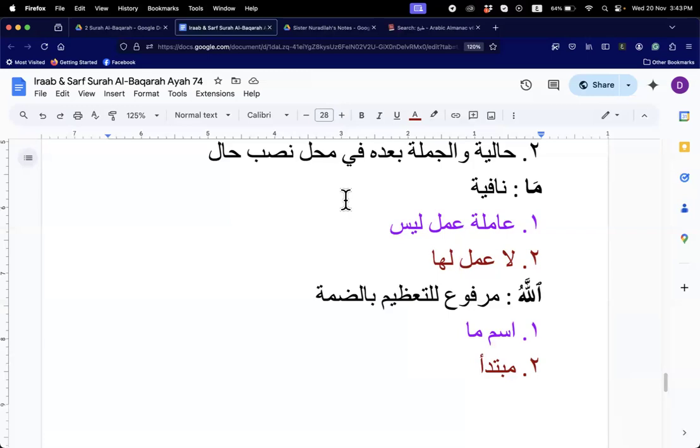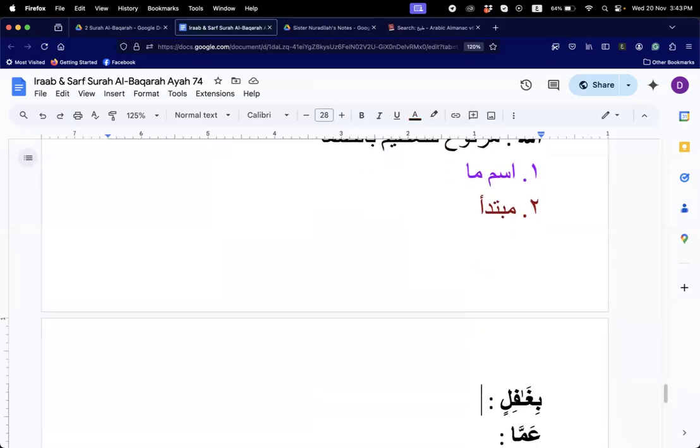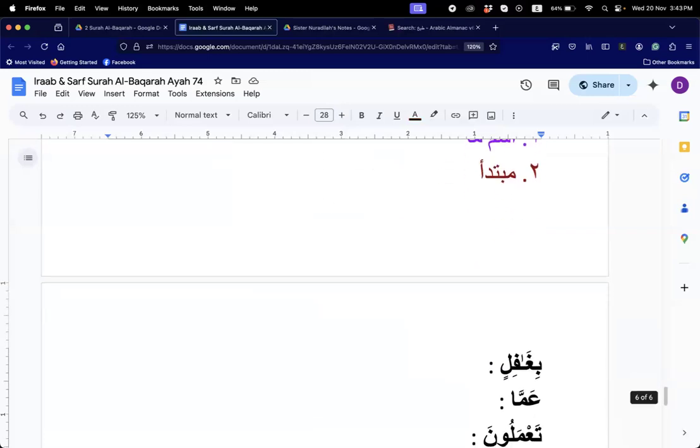But the thing is, what kind of khabar do we have here, Sister Jahanara? Bighafilin. Jar majrur. Yes, this is mutalika. Is this muta'alliq? What kind of harf jar is this? Normal harf jar?